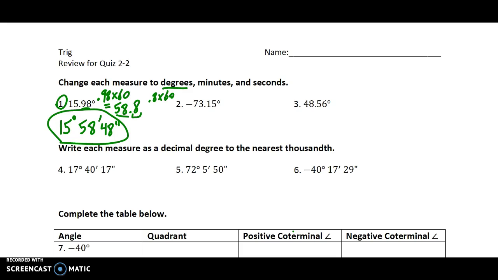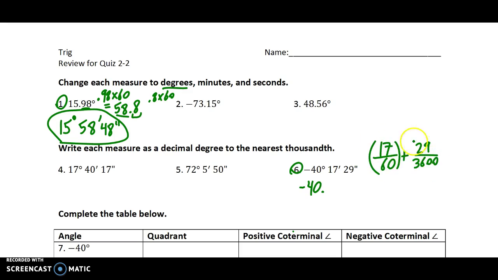Okay? Now to go backwards. I'm going to do number 6 since it's a negative. To go backwards, you kind of start off the same way. Keep the degree part. That part will be your whole number, before your decimal. Now to go from minutes and seconds to a decimal, you have to remember that there's 60 of those minutes in 1 degree, right? So I'm trying to figure out what decimal that is. But also in 1 degree, there are 60 times 60, or 3,600 seconds.